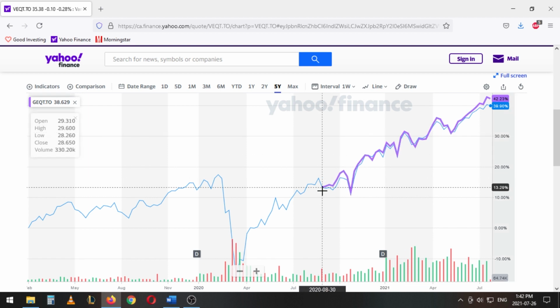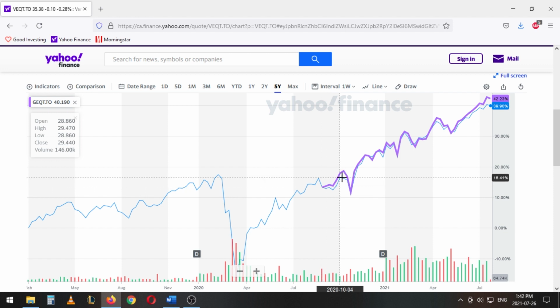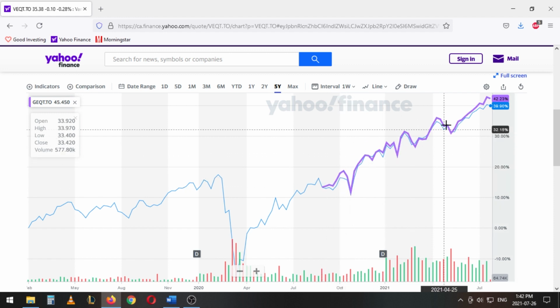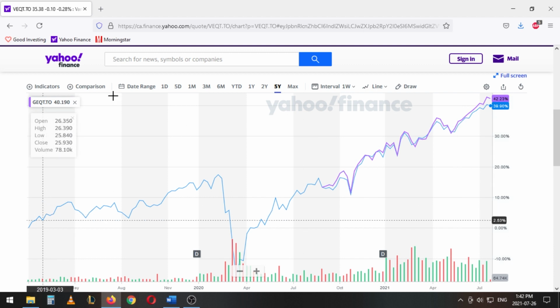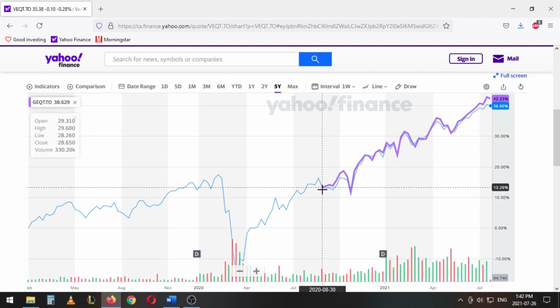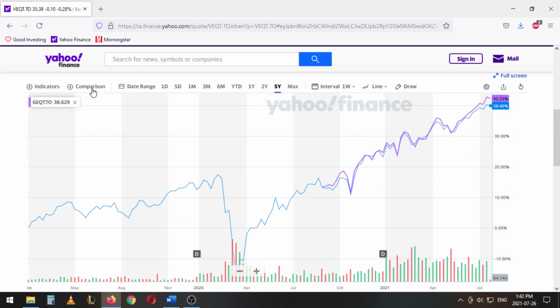Now, notice that GEQT hasn't been around as long. It only started in 2020, so the line only starts there. But you can really see that the two lines do track quite closely. And the purple one, GEQT, is a little bit ahead of the non-sustainable one over this fairly short time period since it launched in, it looks like, August of 2020. So really cool feature here.